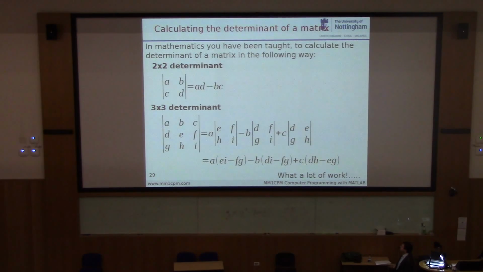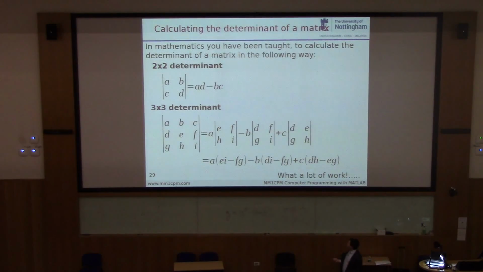And 3 by 3 determinants are already a headache, because you need to multiply this A by this bit, then minus this B, minus this bit, plus this C, plus this bit, and then you multiply it all out and calculate the individual determinants, and it's just a lot of work. And again, you make errors, and this is only a 3 by 3, and this just isn't scalable to big problems with 5,000 by 5,000.